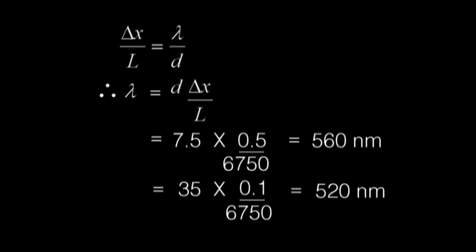We measured the distance between the laser and the screen, which was 6.75 meters. We knew the distance between the two slits, that is 0.5 millimeter and 0.1 millimeter, and we measured the distance between the interference lines that we created, that is 7.5 millimeters and 35 millimeters. Using the measurements we made during our experiments, we can now use Young's equation to calculate the wavelength of the light from the laser. This should be between 560 nanometers and 520 nanometers.